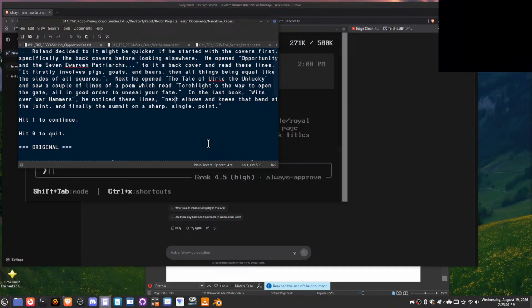Roland decided it might be quicker if he started with the covers first, specifically the back covers, before looking elsewhere. He opened Opportunity in the Seven Dwarf Patriarchs to its back cover and read these lines. It firstly involves pigs, goats and bears, and all things being equal, the size of all squares. Next, he opened the Tale of Orc the Unlucky and saw a couple lines of a poem with: Tread torch us the way to open the gate, all in good order to unseal your fate. In the last book, Wits over Warhammers, he noticed these lines. Next, elbows and knees that bend at the joint, and finally the summit on a sharp single point.